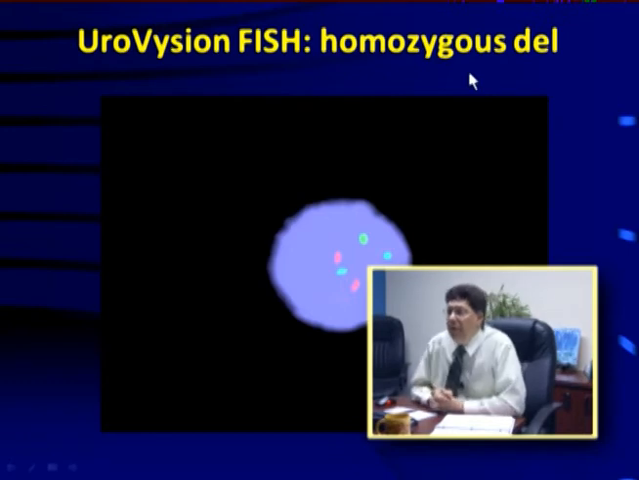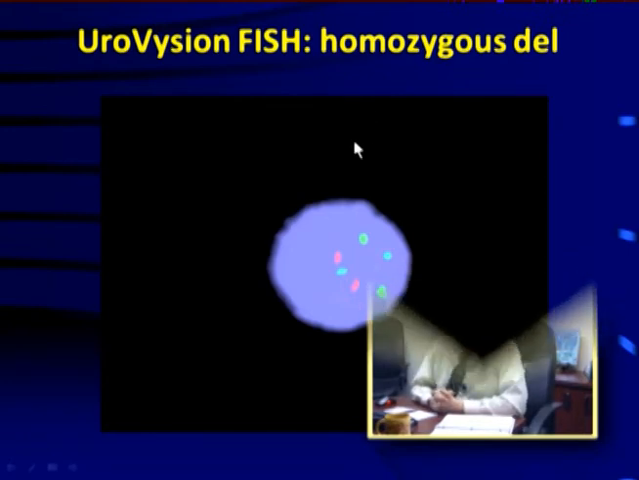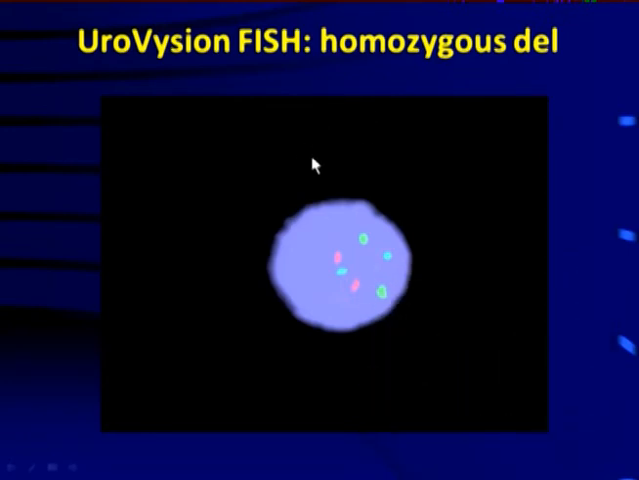The other abnormality is this. It's loss of the gold or yellow signals. In this case, you know almost immediately when you look at the cell. Instead of counting to 8, there's only 6 signals. And in this case, we can see 2 red, 2 green, and 2 aqua. So you can see that the golds are deleted. It's called a homozygous deletion.